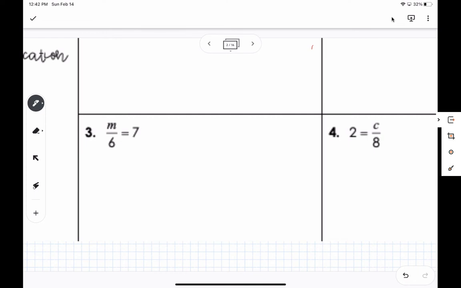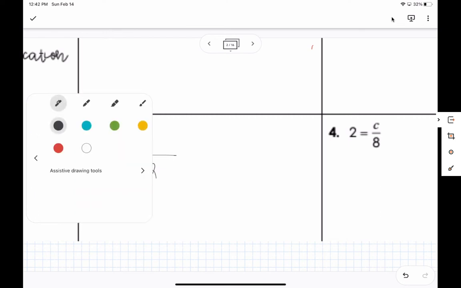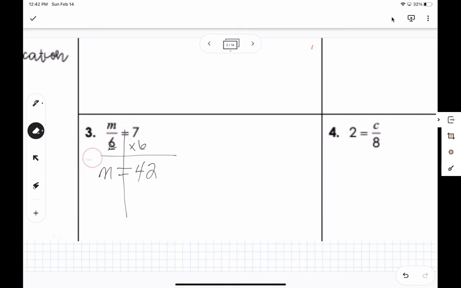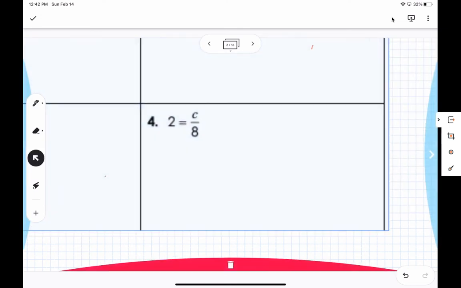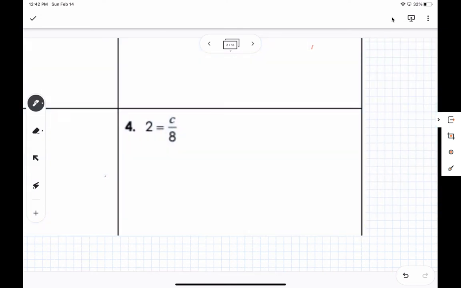Okay? So let's see how you did. This is what I want by itself. This is what I want gone. And since that's division, I'm going to have to multiply to make it cancel. What I do to one side, I do to the other. So I get m equals 42. Okay? Try number 4 and see how you do.